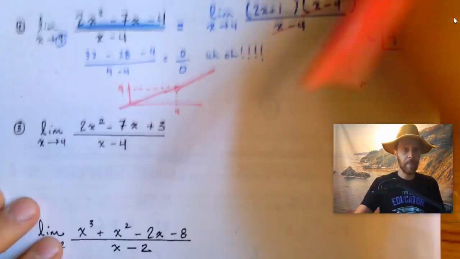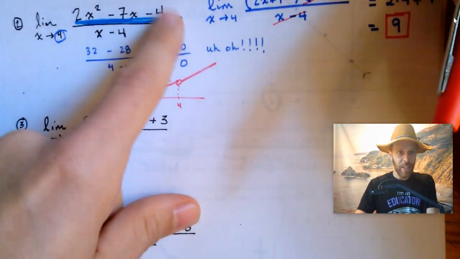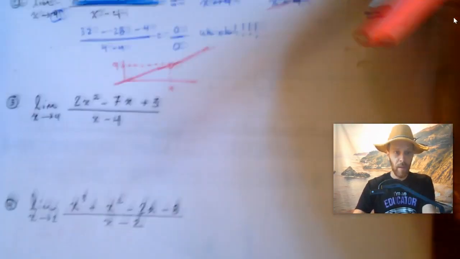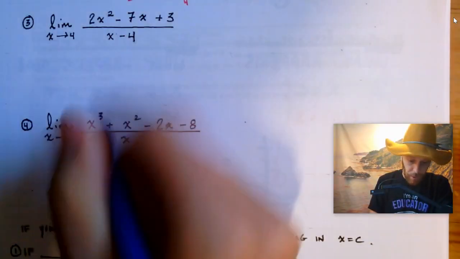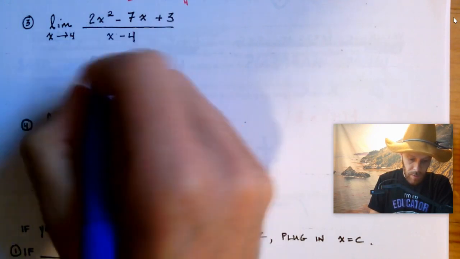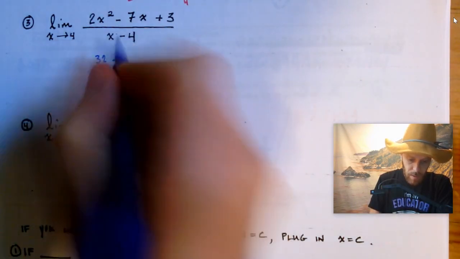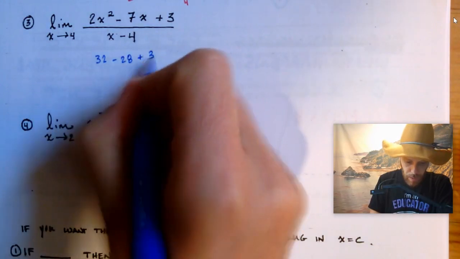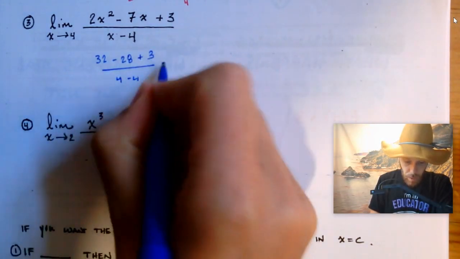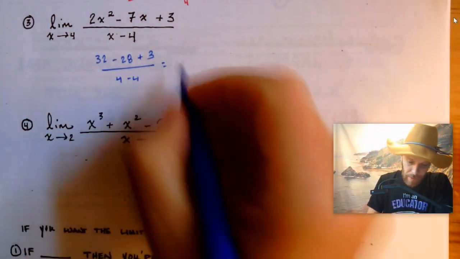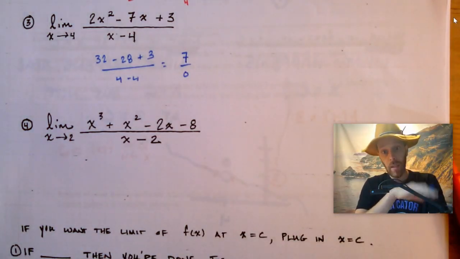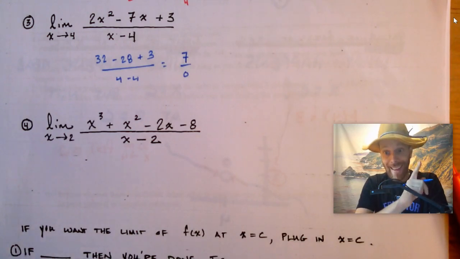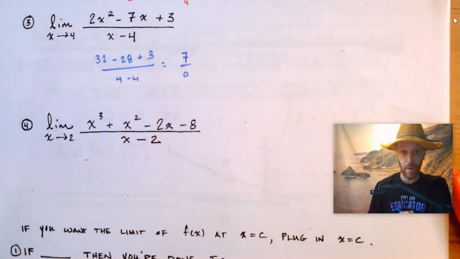Let's do another one. So I changed the function just a little bit. I changed the -4 to a 3, which means that, once again, we always start by plugging in the limiting value. In the numerator, we're going to get 4 squared times 2. That would be a 32 minus a 28 plus 3 over 4 minus 4, which would leave us with a 7 in the numerator and a 0 on bottom. Now, you guys know, going way back, you're not allowed to divide by 0. But this one is not an indeterminate form because you have a number on top.